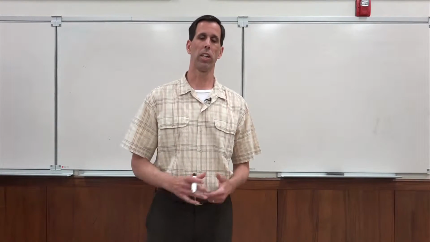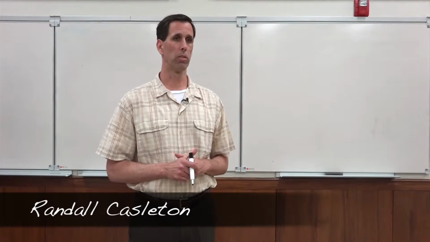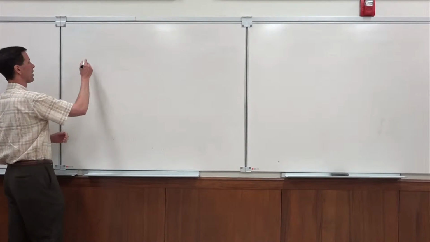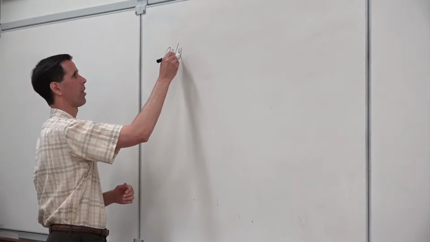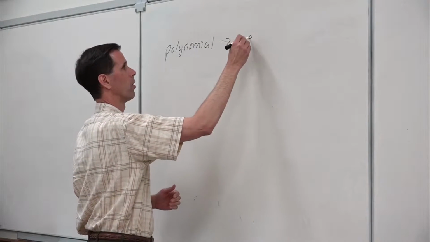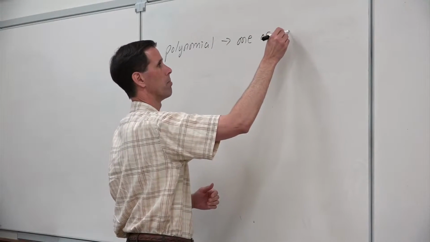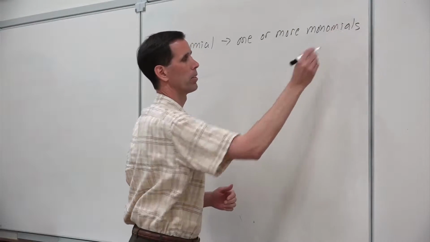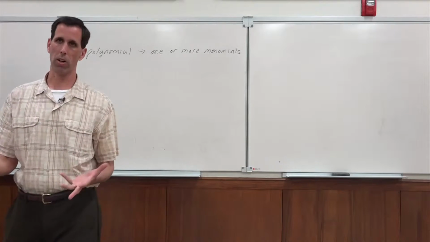All right, in this segment, we're going to talk about some operations with polynomials. First thing we might want to do is define what a polynomial is, just a brief definition. When you're talking about a polynomial, you're talking about one or more monomials. A monomial would be one term. So a monomial could be a polynomial.